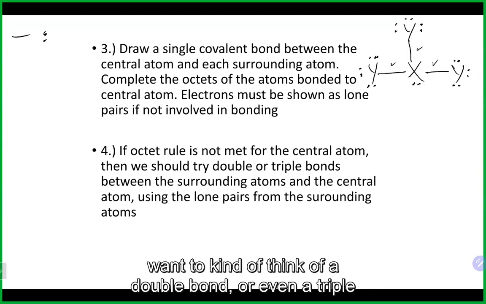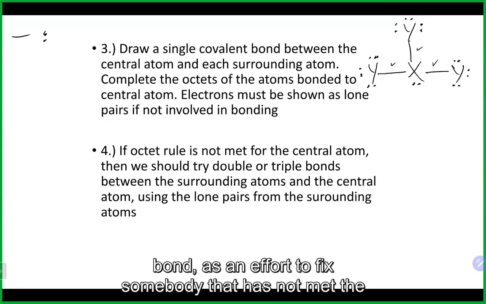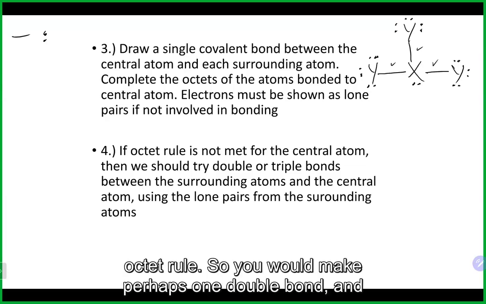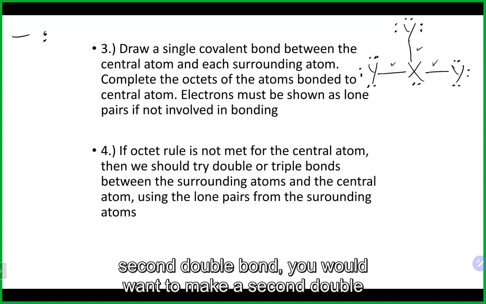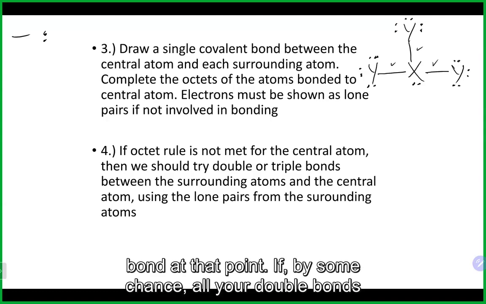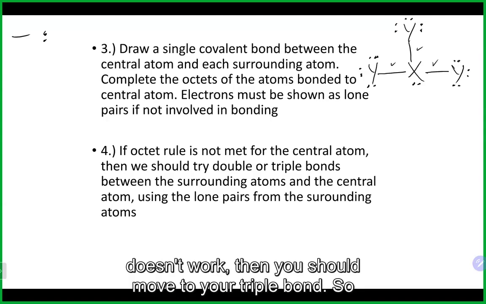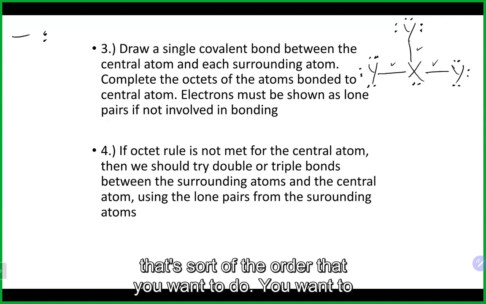So you want to think of a double bond or even a triple bond as an effort to fix somebody that has not met the octet rule. So you would make perhaps 1 double bond and hopefully that works. If not, and you have an option for a second double bond, you would make a second double bond at that point. If by some chance the double bonds don't work, then you should move to your triple bond. So that's the order that you want to do.